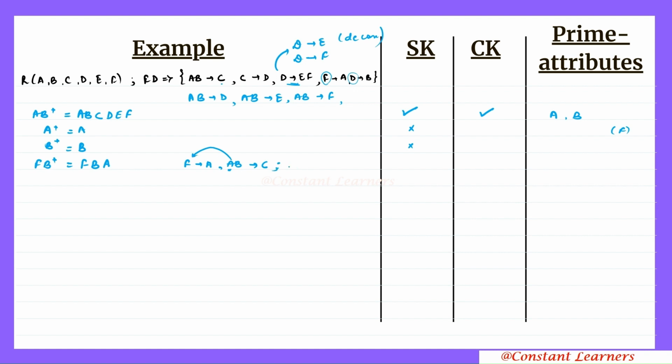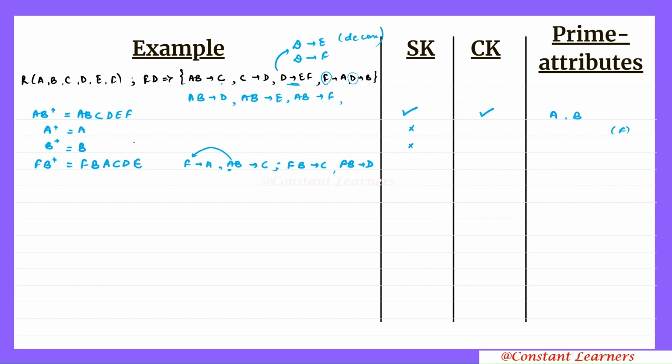As per the pseudo transitivity property, right? And we can write here FB determines C. So we got C here. If FB can determine C and C can determine D, then we can write that FB can determine D, right? If FB can determine D, then FB will also be able to determine E.